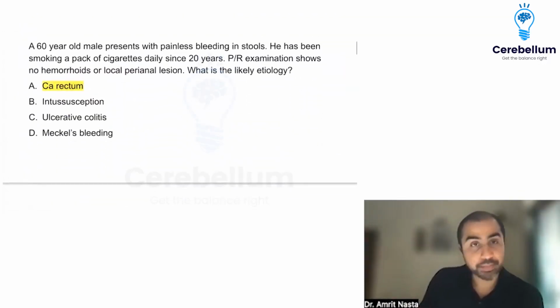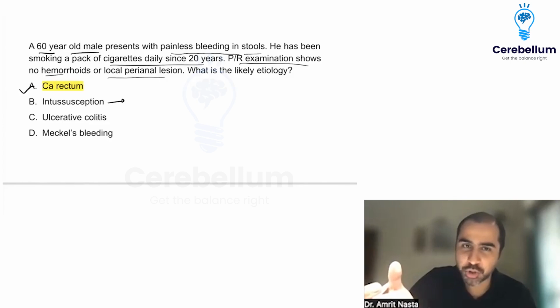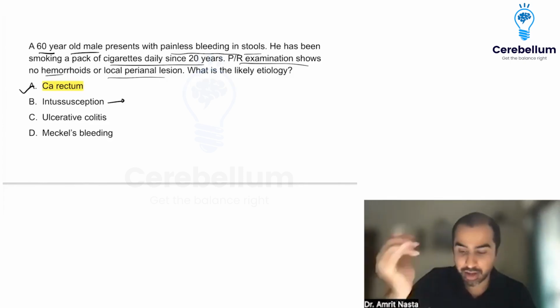This is a new question, but I hope you got this right. An elderly male who is a smoker, I have said it 10 times, has painless bleeding in stools, PR is normal. What is the likely etiology? It is going to be carcinoma rectum. Why is it not intussusception? Just out of curiosity. That also has bleeding in stool, right? Red currant jelly stools, which look just like blood.